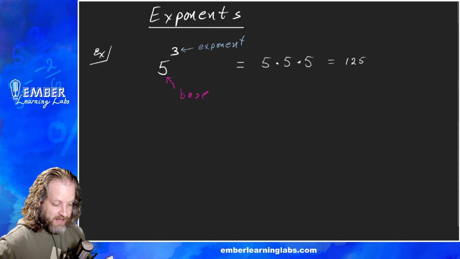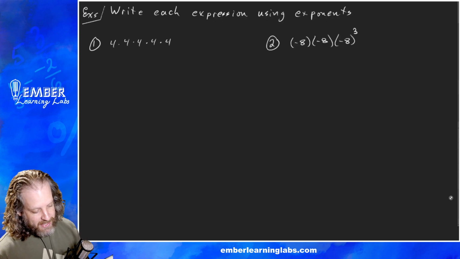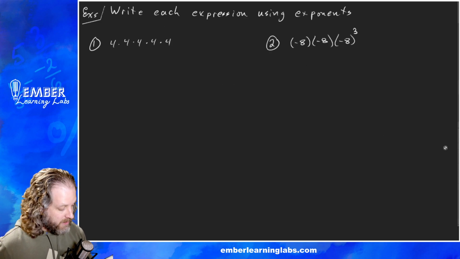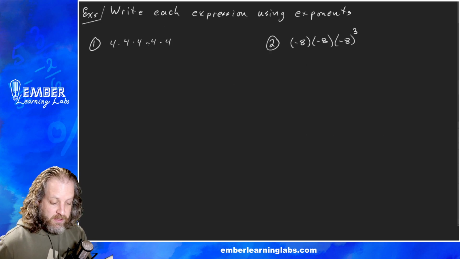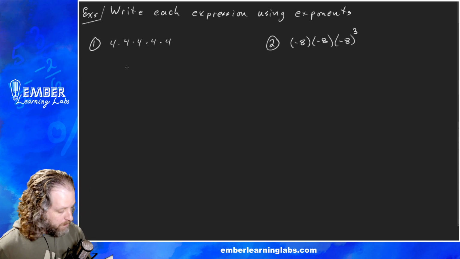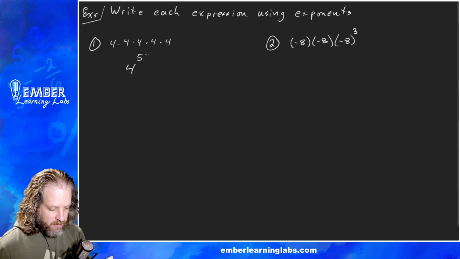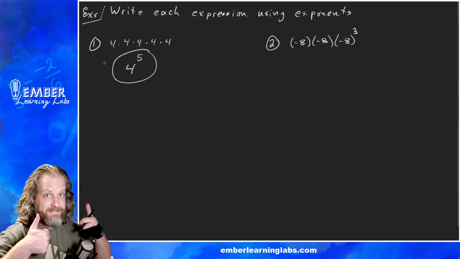So let's take a look at some problem examples. They're going to be even easier in a way than this. We want to write each expression using exponents. For this one, we've got 4 times 4 times 4 times 4 times 4. How do we turn that into exponents? Well, the base is 4. That's what's being multiplied. And how many times do we multiply it? 1, 2, 3, 4, 5 times. So 4 to the 5th. That's it.